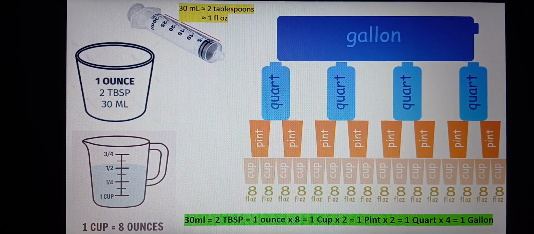There's that thing I was talking about, where we take the 30 milliliters and we say it becomes 1 fluid ounce, and we need 8 ounces to make a cup, and so you go through. So if you look at the very bottom, it says 30 milliliters equals 2 tablespoons, which equals 1 ounce, times 8 will give you 1 cup, times 2 will give you 1 pint, times 2 will give you 1 quart, times 4 will give you 1 gallon. If you can remember this picture in your head, this as a formula will help you tremendously in calculating stuff.